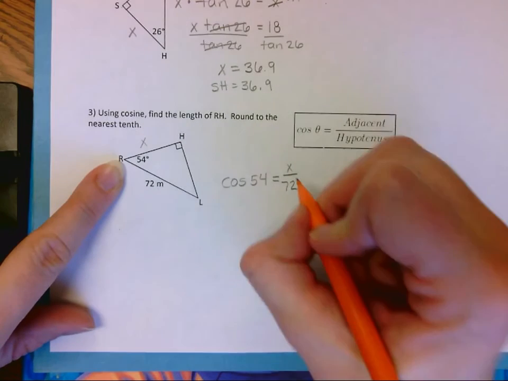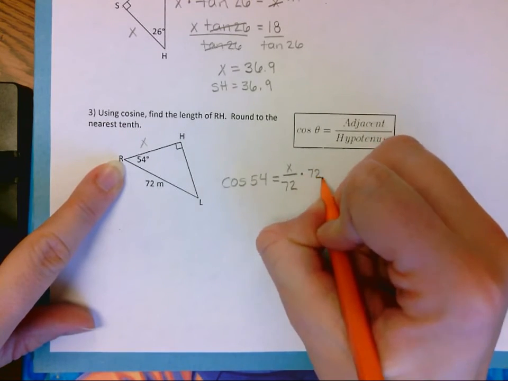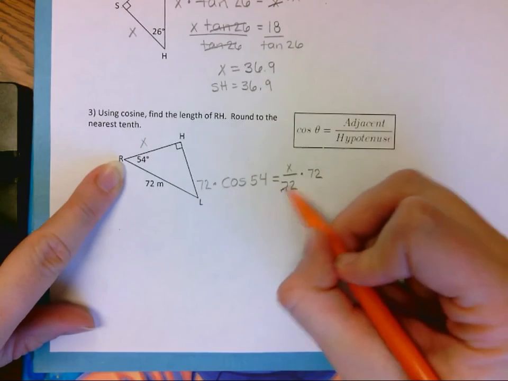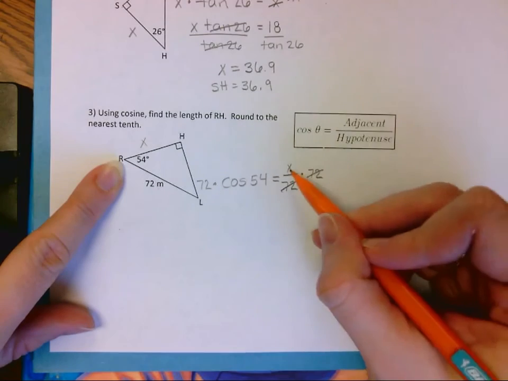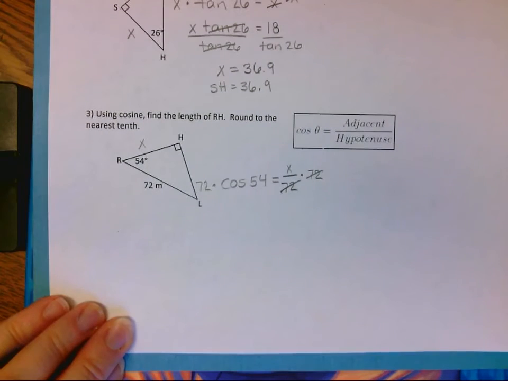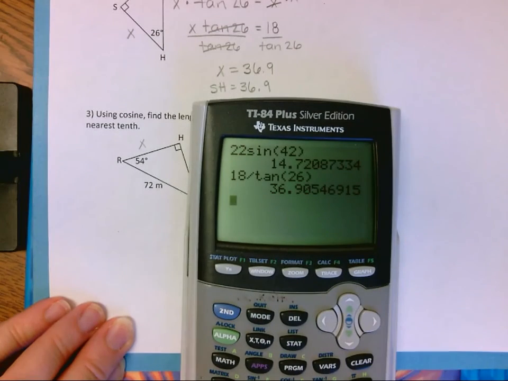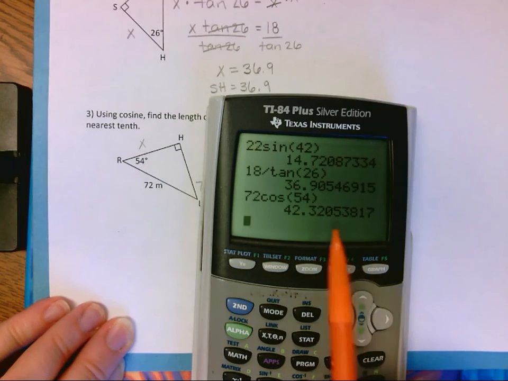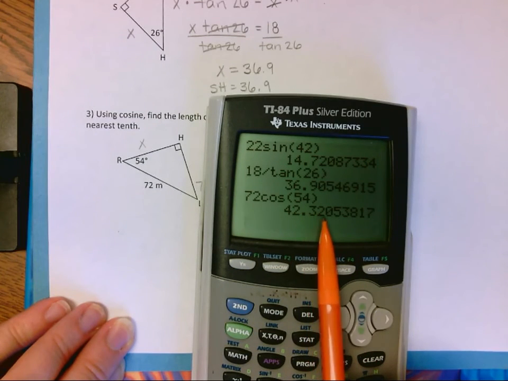We'll multiply by 72. Each time we have multiplied by the denominator in order to cancel it out. This does get X by itself, so when we type in the calculator, we'll have our solution. 72 cosine of 54. That's 42.3, rounding to the nearest tenth. Look, one decimal place behind. That 2 leaves the 3 alone.